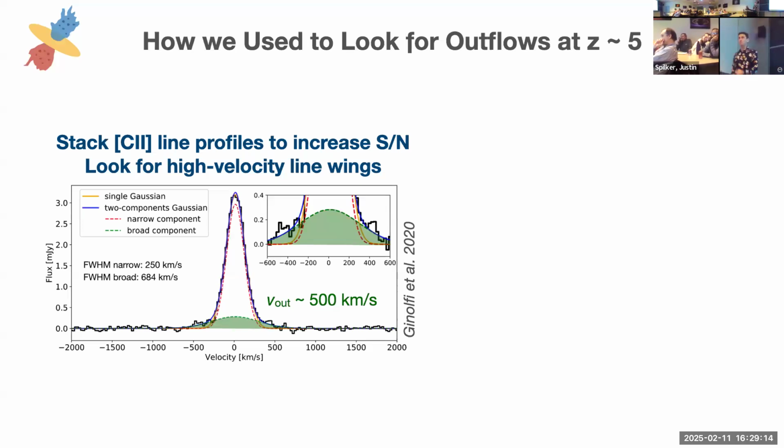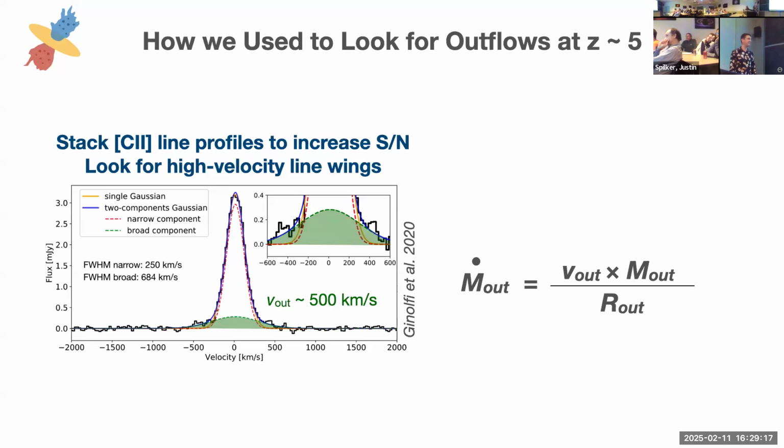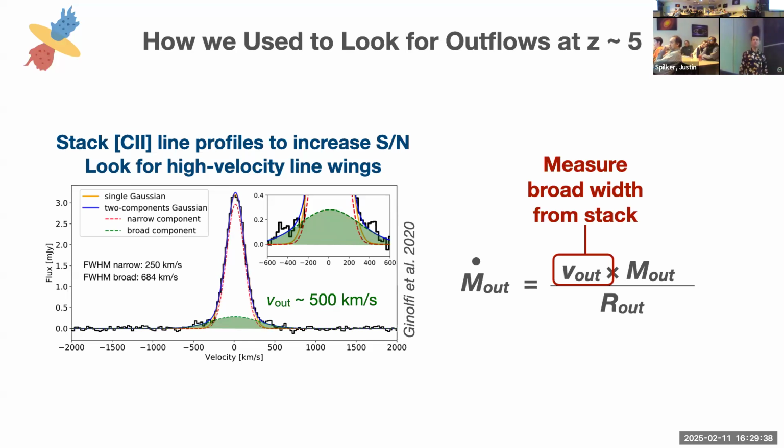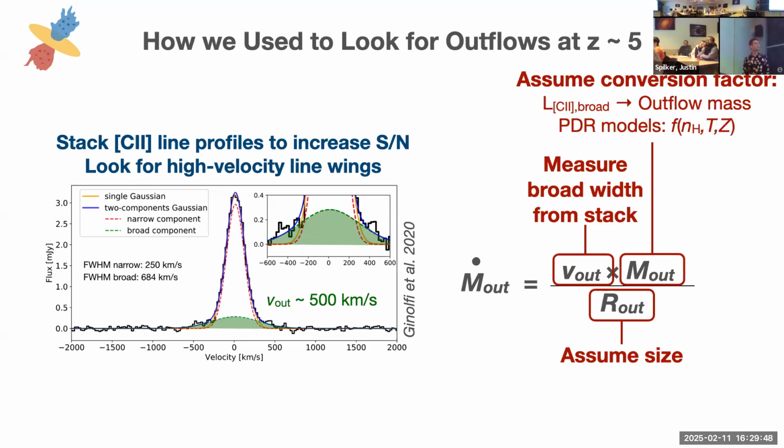If you want to turn that into an outflow rate, to ask how quickly mass is being driven out of the galaxy, you can basically do something like this. This is basically just dimensional analysis, which is the best kind of analysis. So the mass outflow rate is basically just the outflow velocity times the mass of the outflow divided by the size of the outflow. That will wind you up with something in solar masses per year. So the way that you would do this is you would measure that outflow velocity from the width of your broad line wings. You would assume some size, just pick a number, I don't know, a couple of kiloparsecs, that seems reasonable. And then try to assume some conversion factor to go from luminosity to mass.